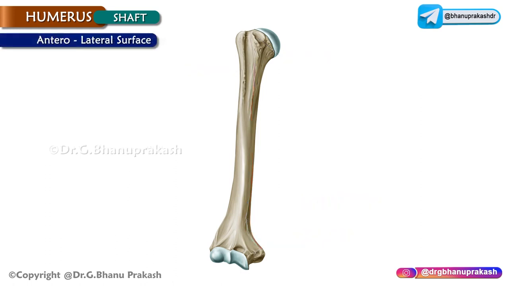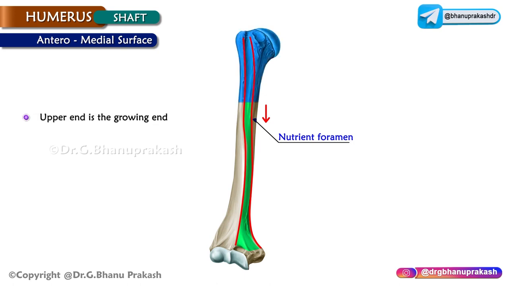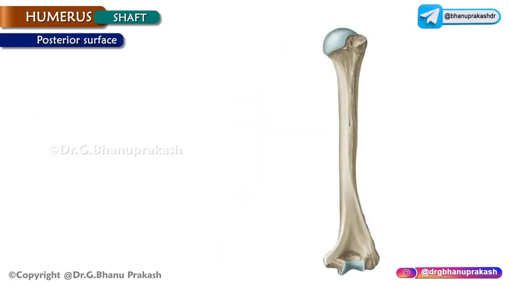The anterolateral surface. It lies between the anterior and lateral borders. It presents a rough tubercle at the middle called the deltoid tuberosity. Anteromedial surface. It lies between the anterior and medial borders. A nutrient foramen is present near the medial border and is directed downwards, hence the upper end is the growing end. The posterior surface. It lies between the medial and lateral borders.